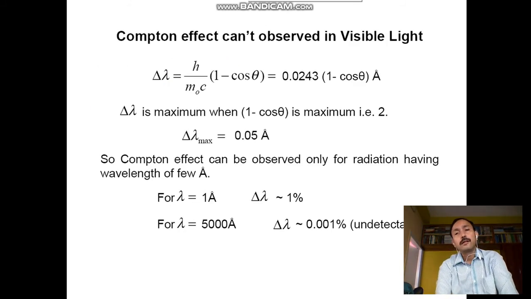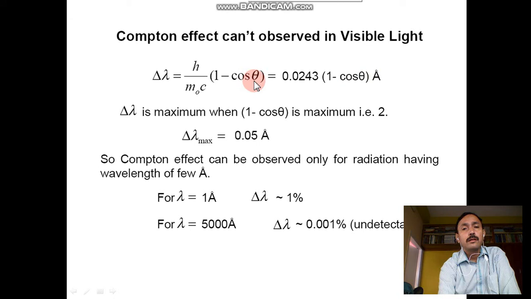Compton effect cannot be observed in visible light. Only light with higher frequencies produces Compton effect. The visible light wavelength range is only 400 to 780 nanometer. Now, we know delta lambda is equal to h by m0c times 1 minus cos theta. That means 0.0243 times 1 minus cos theta angstrom.